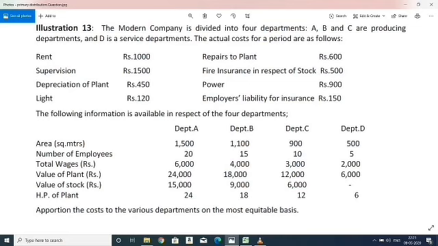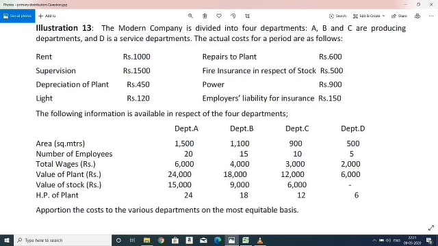Our first item is rent. Its basis of apportionment is area. Then second item, supervision. Its basis of apportionment is number of employees. Third item, depreciation of plant. Its basis of apportionment is value of plant. Then next item, light. Its basis of apportionment is area. Then repairs to plant.